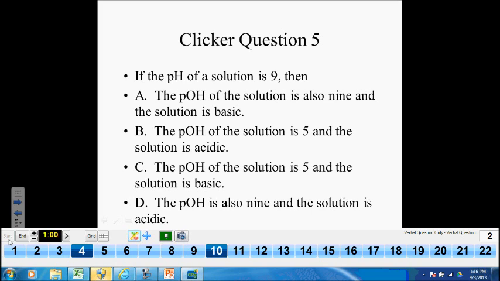If something has a pOH of 8, it's got a pH of 6. They have to add up to be 14. The pH and the pOH have to add up to be 14. That's really all you need to know to answer this question. See what you can do.